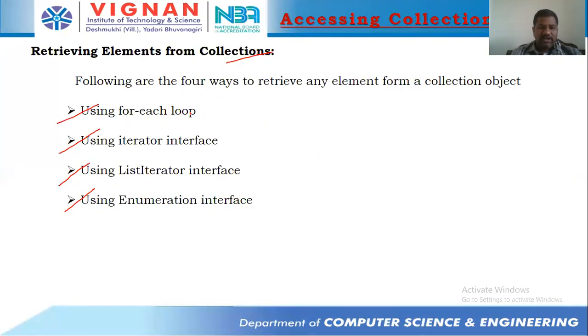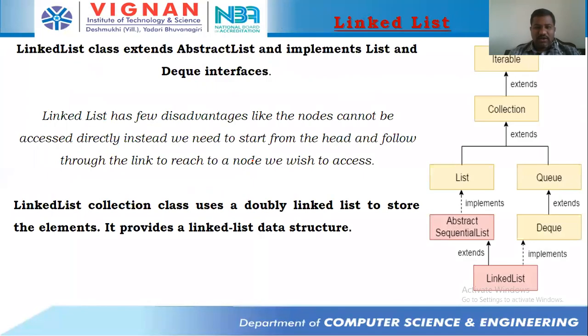So in this, we completed the for each loop and we completed iterator interface. And one more thing is the list iterator that we'll discuss. Now, let's discuss another data structure, that is linked list. Linked list is a class that extends abstract list and it implements the list as well as the DQ interfaces. Linked list has a few disadvantages, like nodes cannot be accessed directly. Instead, we need to start from the head and follow through the link to reach the node which we wish to access.